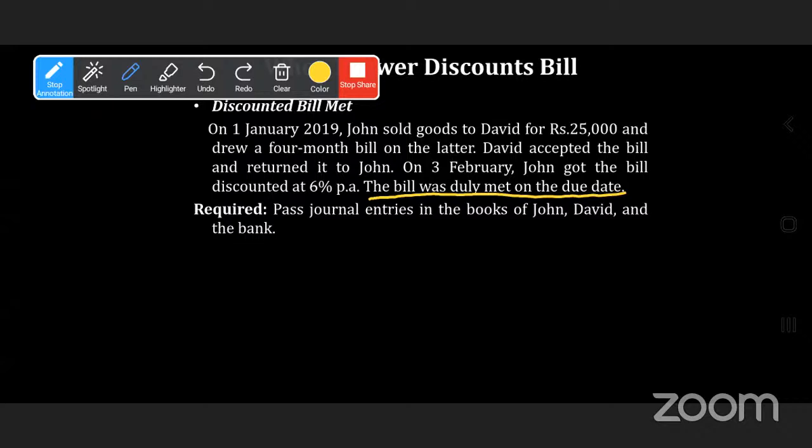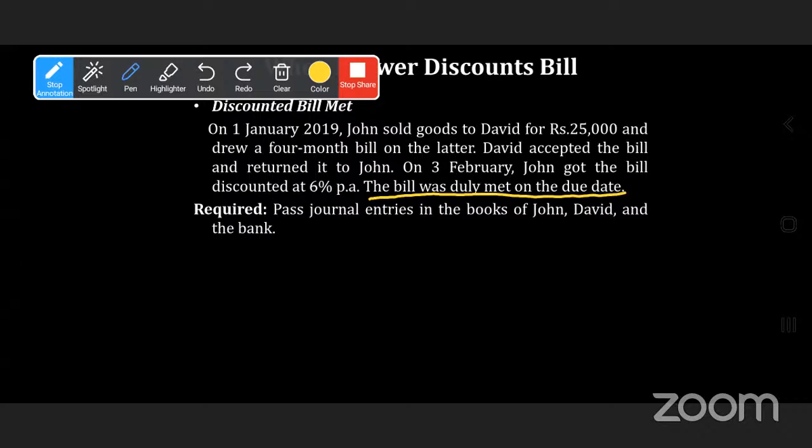Now, bills receivable account debit to David account. So what is the narration? You have to write, being acceptance bills received for 4 months.